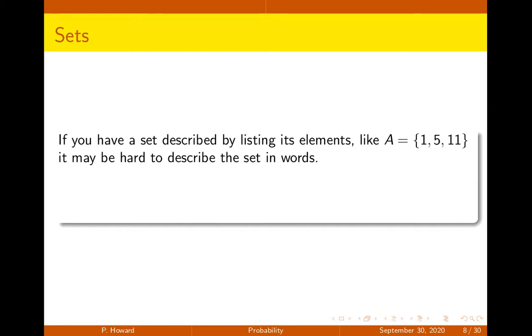So if you have a set described by listing its elements, here's an example. It may be hard to describe the set in words. You may not be able to find a nice description, but one possibility in this example would be to simply say that capital A is the set with elements 1, 5, and 11. It's a lot longer than just listing the elements, but it is a way of saying it in words.